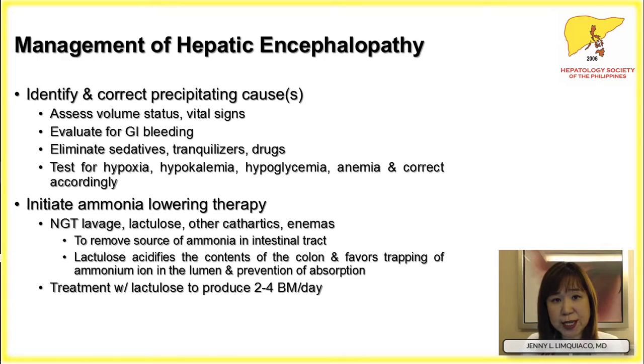You insert an NGT, give lactulose and other cathartics. The use of lactulose is actually to acidify the content of your colon, and it favors the trapping of ammonium ion in the lumen, thus preventing absorption. And the treatment with lactulose should be able to produce around 2 to 4 bowel movements per day.